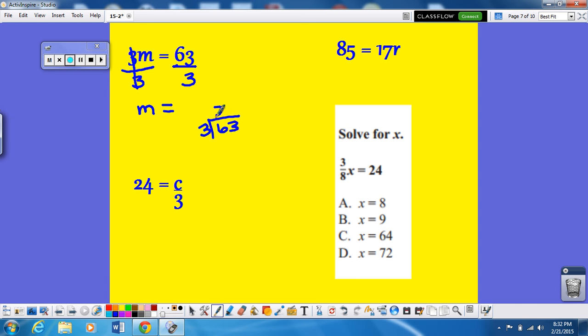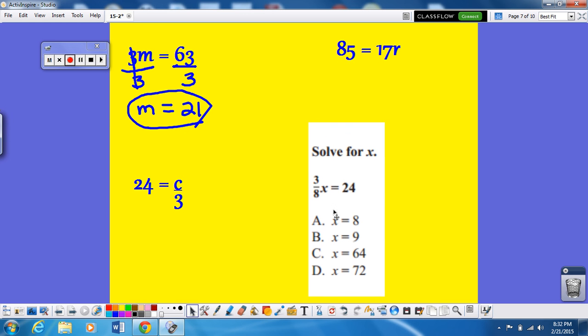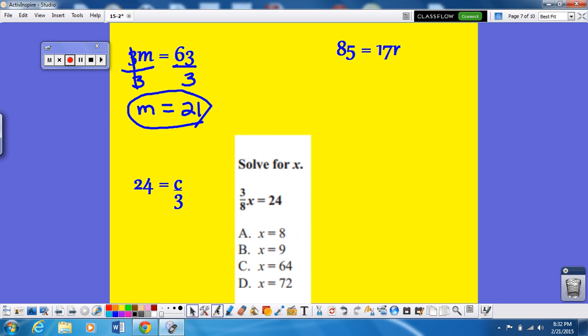3 goes into 6, 2, and 3 goes into 3, 1. So we know, I'm going to go ahead and erase this, that m in this case equals 21. We know 63 divided by 3 equals 21. Okay, and remember we could always plug this in to make sure it works. Okay, I'm going to move this out of the way for a second while we work on this problem.